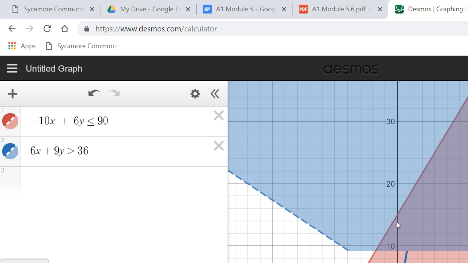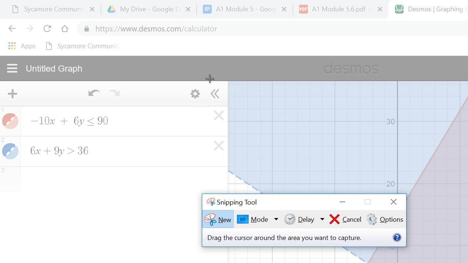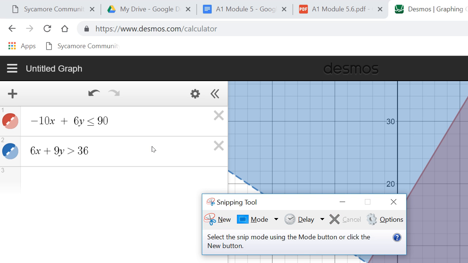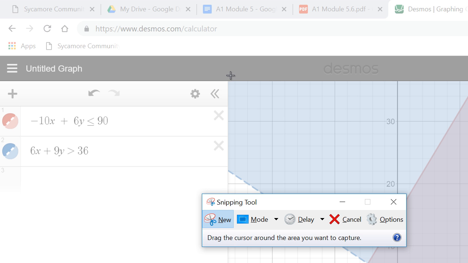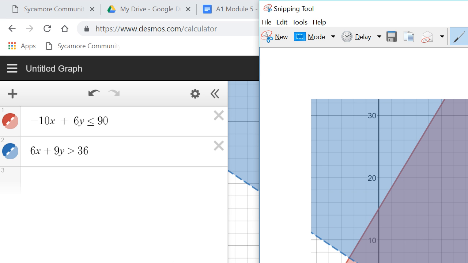Alright, so this is a really quick way to do this. And if you're interested in doing this on your homework, just see me. You probably have to add a snipping tool to your Chromebook. And we're just going to grab that as our answer. Okay? Go back to my workspace.